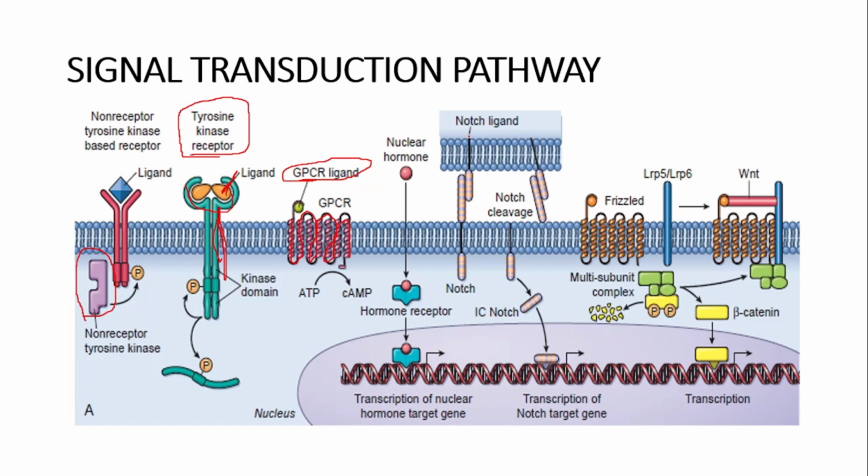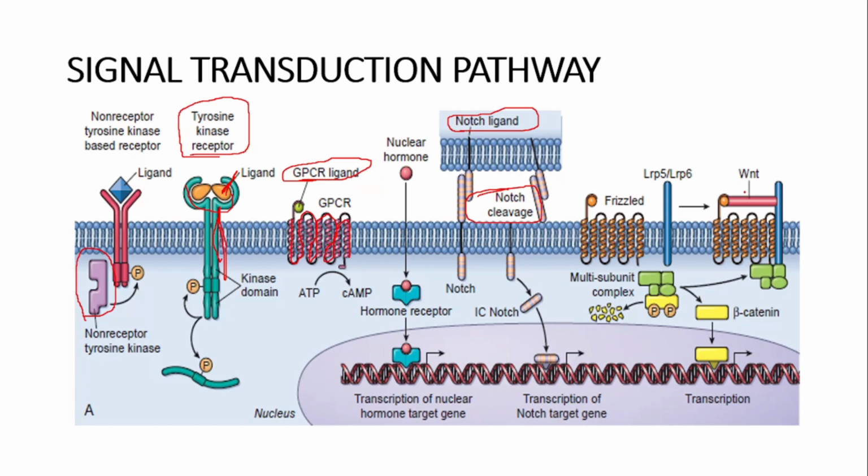And Notch family receptors, where this is a ligand and this is a Notch receptor. So this Notch ligand will come and bind to the Notch receptor. This leads to the cleavage. Okay, for the Notch to get activated, it should first cleave. So this leads to the cleavage of the receptor, and subsequently this Notch will directly go and bind to the DNA, leading to the transcription of the target gene.